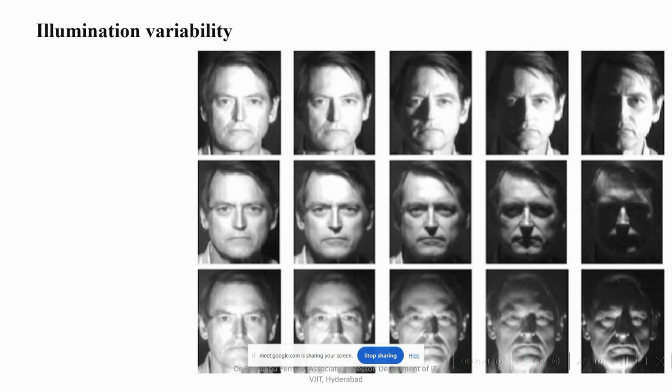Then there is illumination variability. What is the meaning of illumination variability? For example, the same person is there, but due to light illumination on the person, we get different shades of the image or different faces. Even though the shades differ, you have to identify the corresponding person. This is also possible with the help of our CNN models.